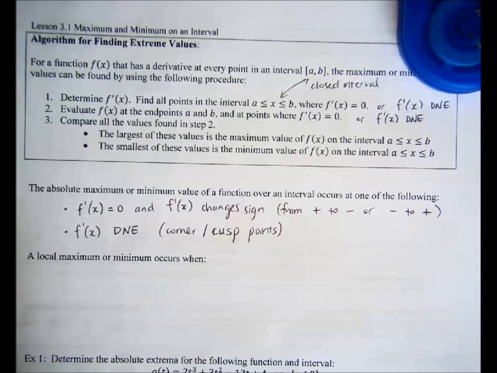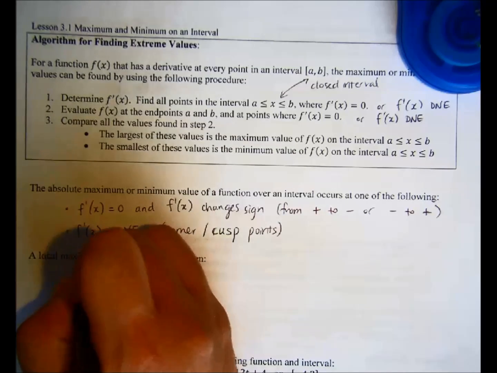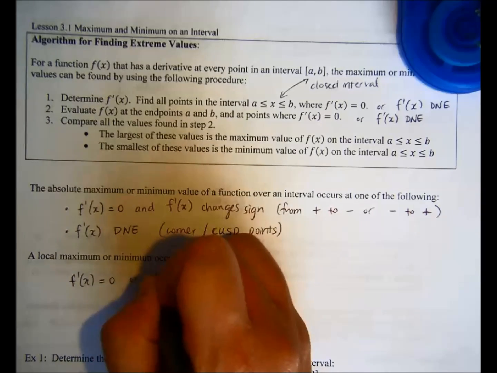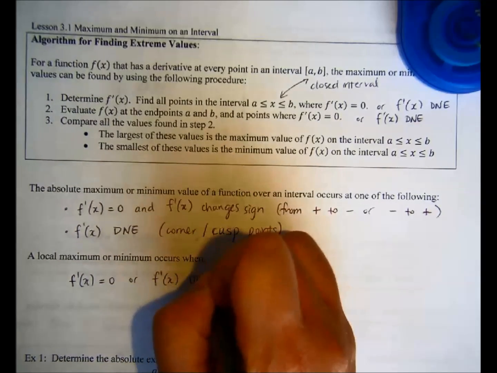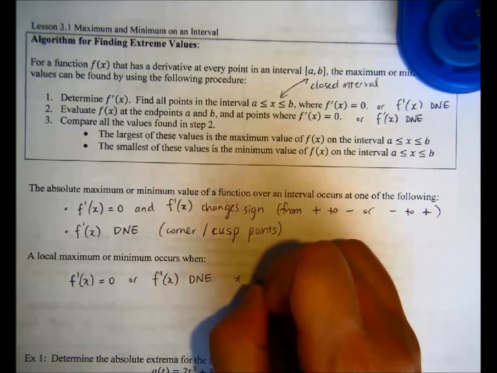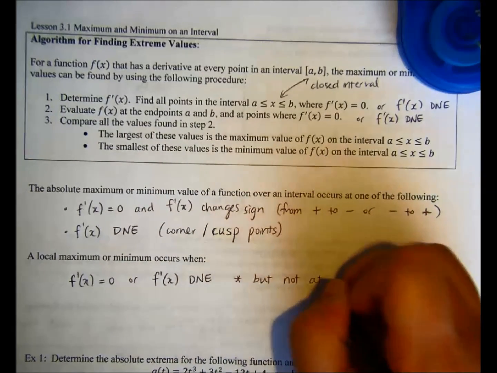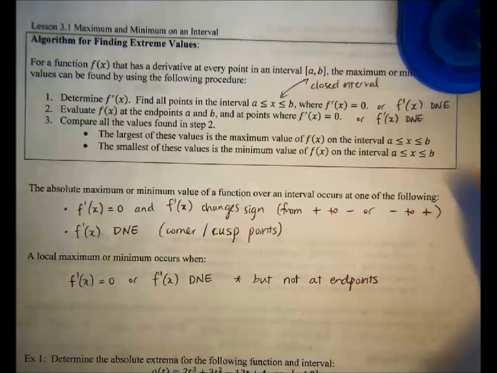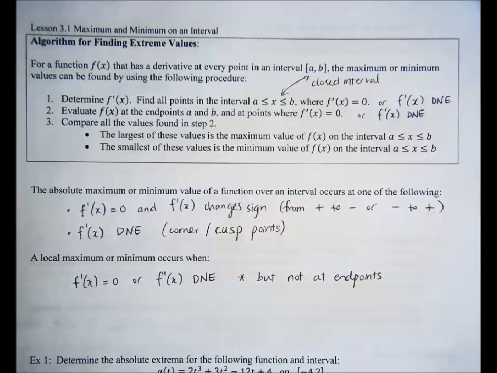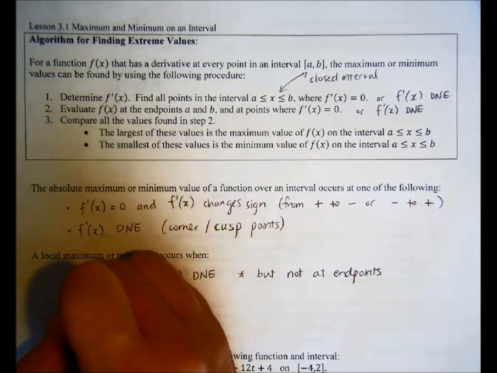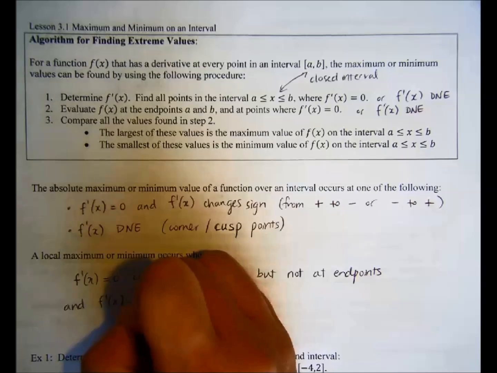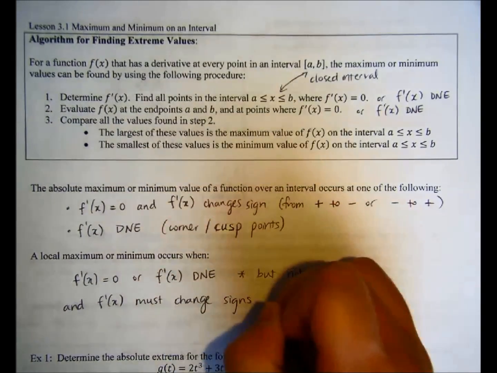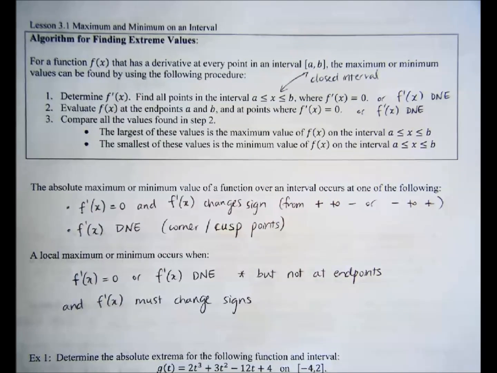And then a local max or min occurs where f prime of x is equal to 0 or f prime of x does not exist. But remember, we can't say endpoints are relative extrema. Okay? And again, f prime of x must change sign from positive to negative or negative to positive.